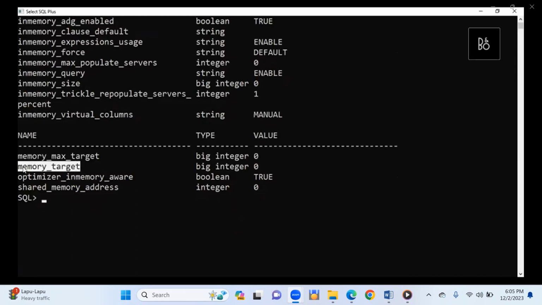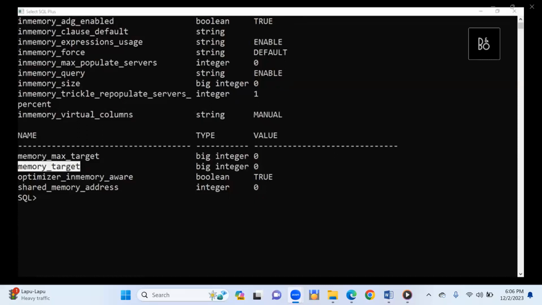Now, let me give you the difference. When you talk about memory_target, this is more dynamic. It is actually the dynamic parameter. It keeps on changing. On the other side, we have the memory_max_target. Memory_max_target is the opposite of memory_target.